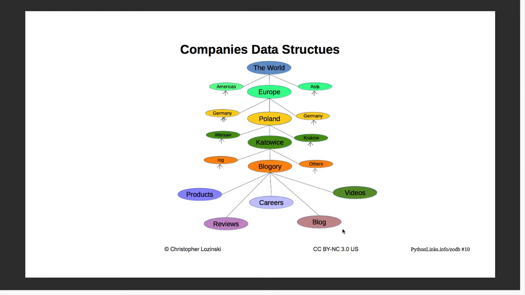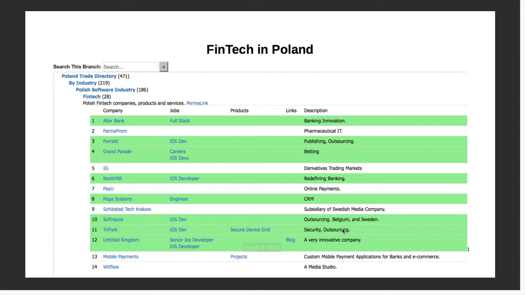So here you can see how easy it is to implement a rich hierarchical object model on top of the ZODB. Of course, end users don't want to see an object model. What they want to see is tables. So here we have a view of a node in polandtrade.info, fintech. You can see in the upper left where we are: Poland trade directory by industry, Poland software industry, fintech, and within that you can see a table.